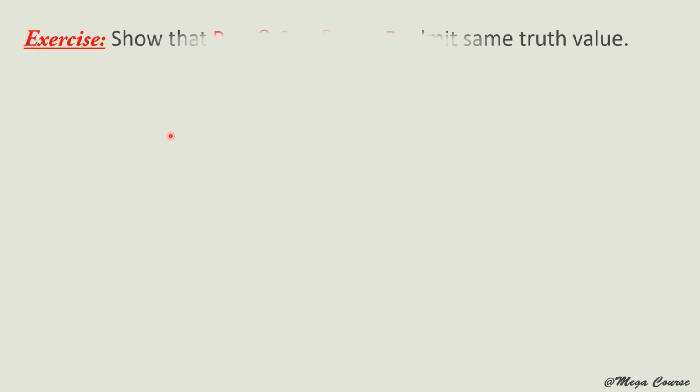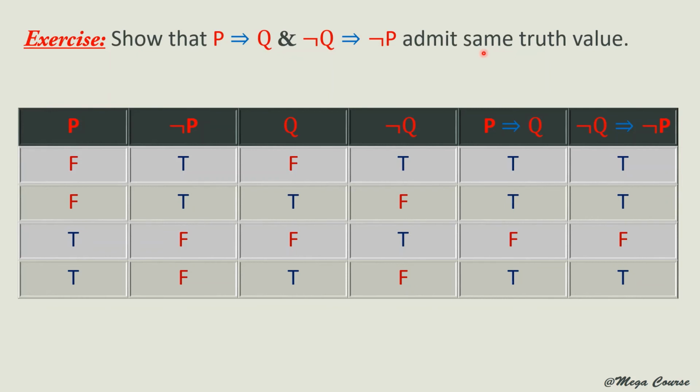In the previous slide I mentioned something which is the contrapositive. We will take an exercise to show that the contrapositive, which is not Q implies not P, of P implies Q, admits the same truth value. This means that the contrapositive of this conditional statement P implies Q has the same value as P implies Q itself. Let's see. It's so big, but it's so easy, I promise.